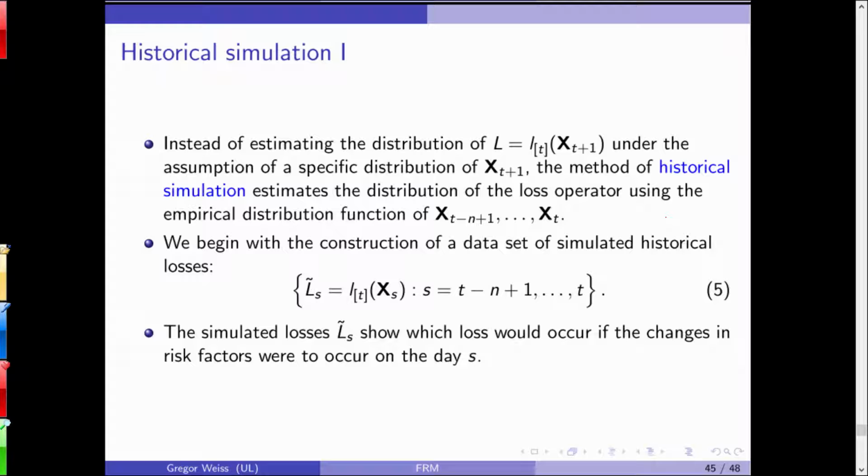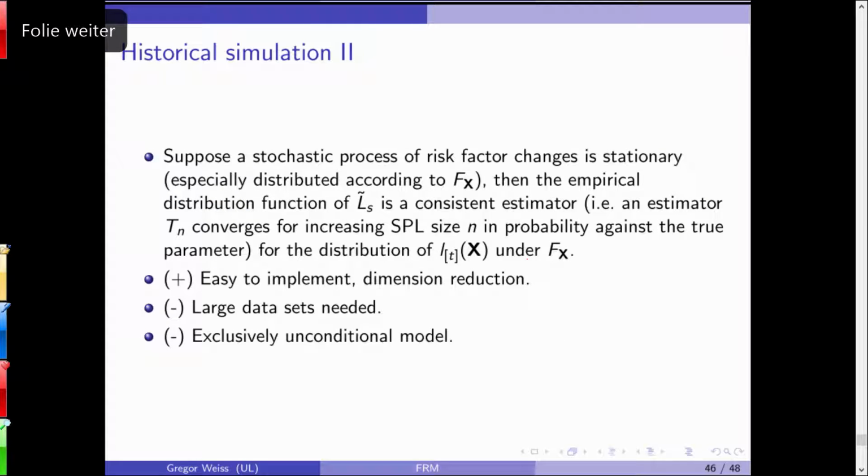It's quite simple. You simply take... it's not as simple as one moment, I think. So we begin with the construction of a data set of simulated historical losses. Now, what does this mean? We take historical observations for the risk factors. We calculate historical losses that have occurred in the past. And then we construct the distribution.